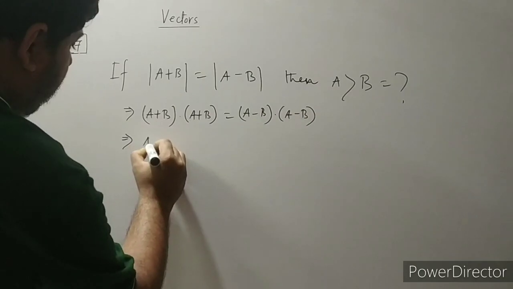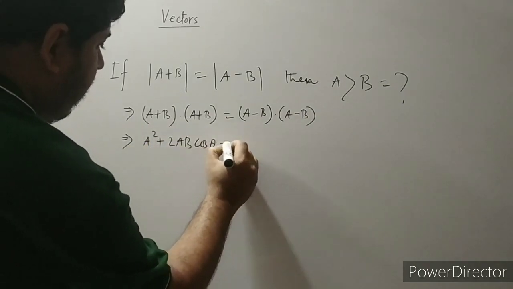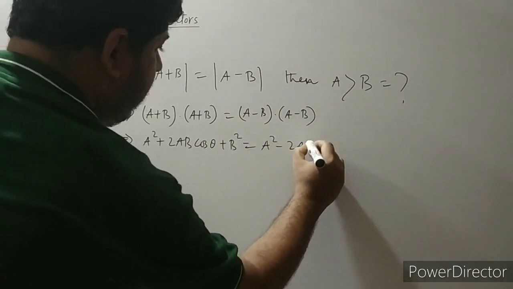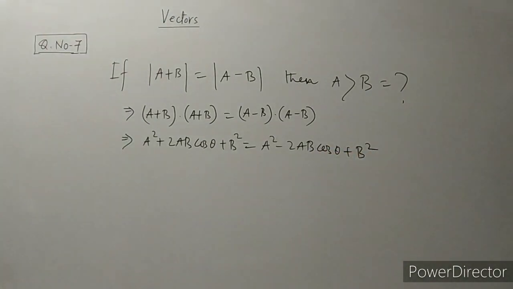So it gives us A square plus 2AB cos theta plus B square, and A square minus 2AB cos theta plus B square. Fine. So a plus b dot a plus b will be a square plus 2ab cos theta.